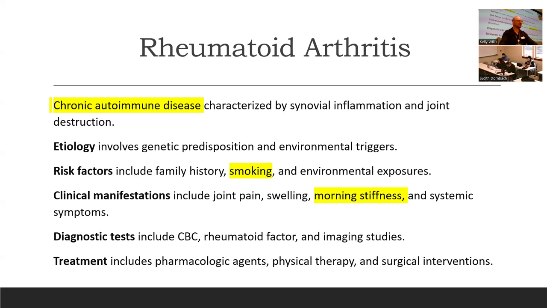Rheumatoid arthritis. A big thing to know is it's a chronic autoimmune disease. And you'll want to know about the synovial inflammation and joint destruction.